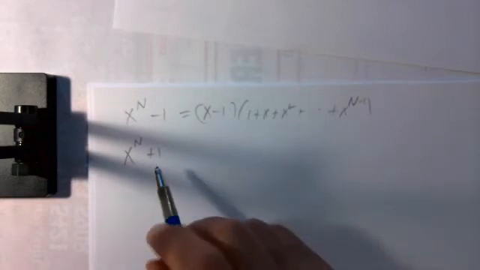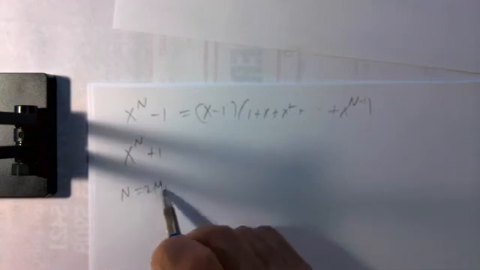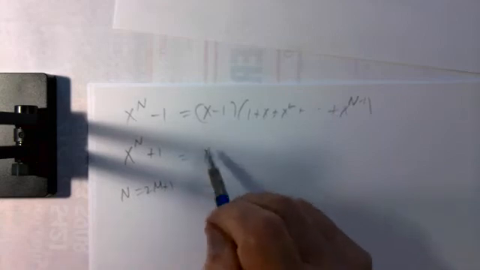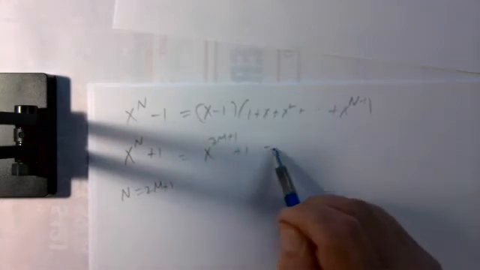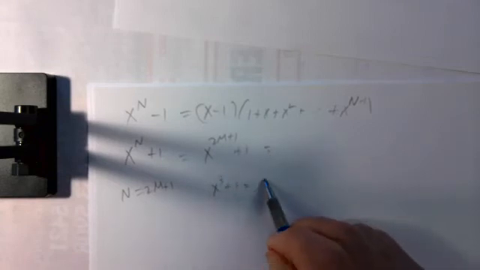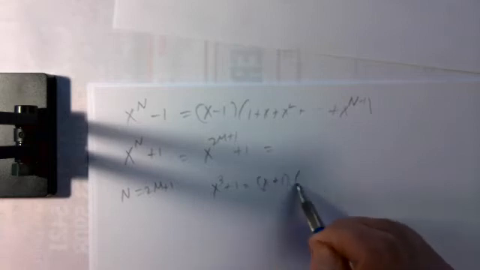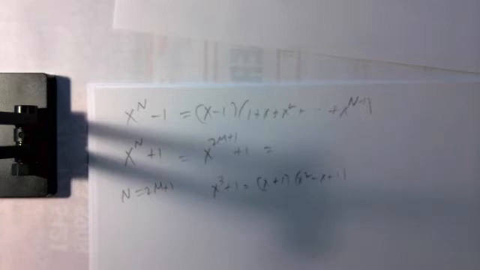but sometimes it does. If n is odd, say n is 2m plus 1, this is x to the 2m plus 1 plus 1. And for example, x cubed plus 1 is x plus 1 times x squared minus x plus 1. I think that's correct. Yeah.